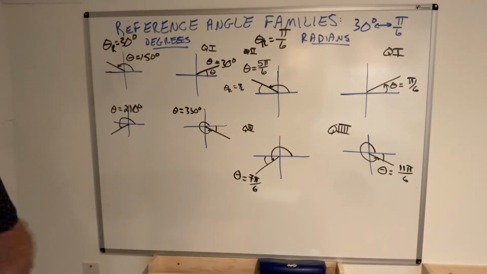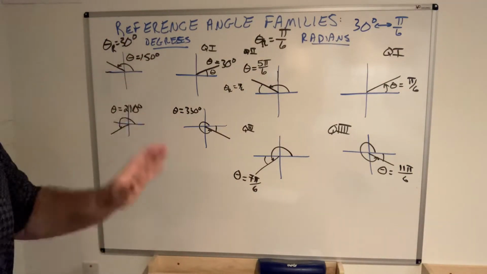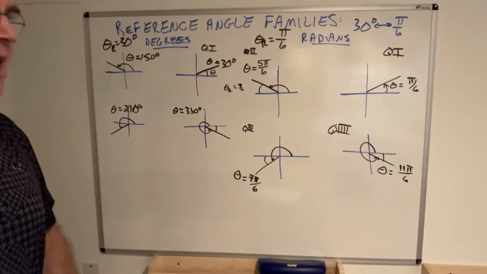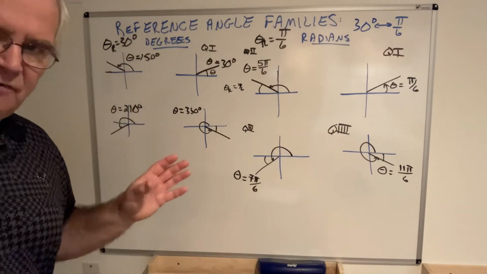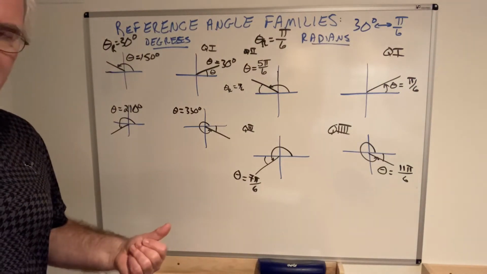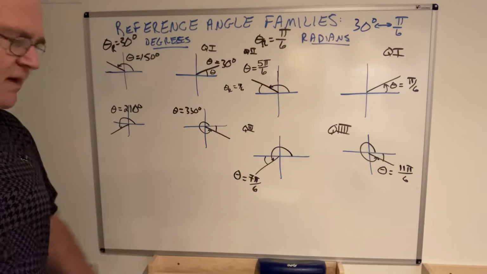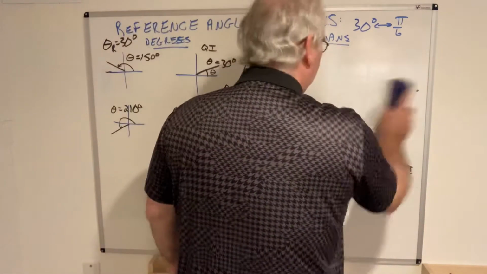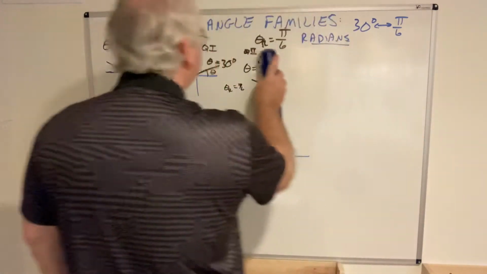Now what we'll do next is go through the same exercise, but we'll do the same thing with pi over 4 as the reference angle, and we'll do the same thing with pi over 3 as the reference angle. That is to say, 45 degrees and then 60 degrees, respectively. So let's see if we can work our way through that in a reasonable fashion.